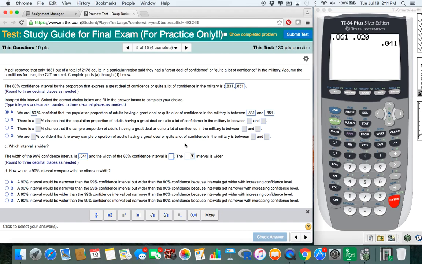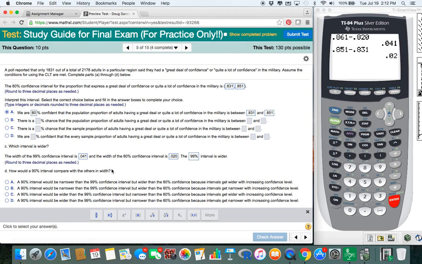And the width of the 80% is going to be, so the 80 is 0.851. You can probably do this in your head, I can. But I'm teaching, not doing. So it's going to be 0.02. We're going to 3 places, so 0.020. So the 99% is wider. It's got to be wider. We have more confidence that we are capturing the unknown quantity that we're looking for.